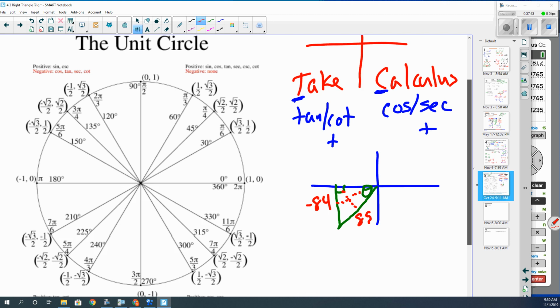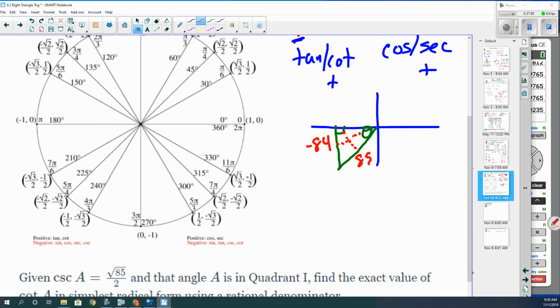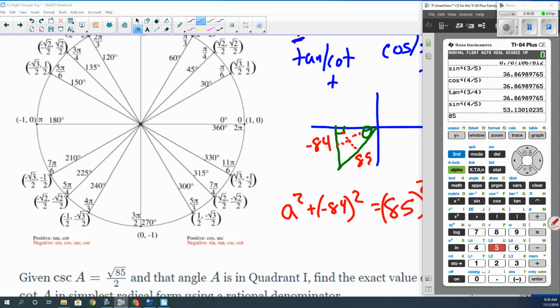Okay, so if I wanted to find the third side, the adjacent side, which I don't know, I could just use the Pythagorean theorem. A squared plus b squared equals c squared. So a squared plus negative 84 squared equals 85 squared. I subtract the negative 84 squared to the other side of the equation, 85 squared minus 84 squared, and I get 169. So a squared is 169, and if I take the square root, my a is 13.